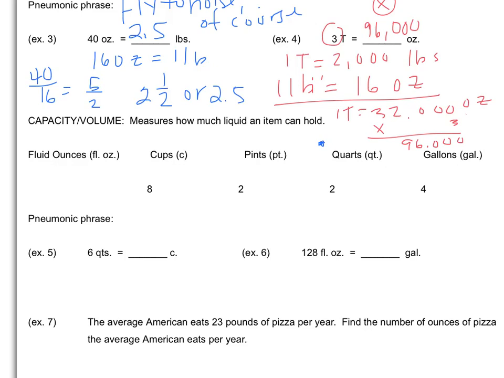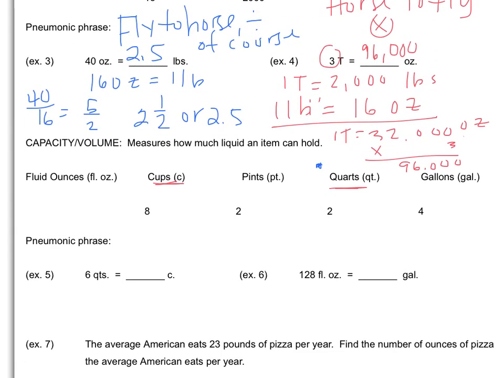These are all on your sheet. They're on the right-hand side, cups to pints to quarts to gallons. So we're going to start with example 5. 6 quarts is how many cups? So if quarts are over here and cups are over here, remember, the farther to the left that you are, the smaller the units. So we're starting with quarts, which are larger, and going to cups, which are smaller.